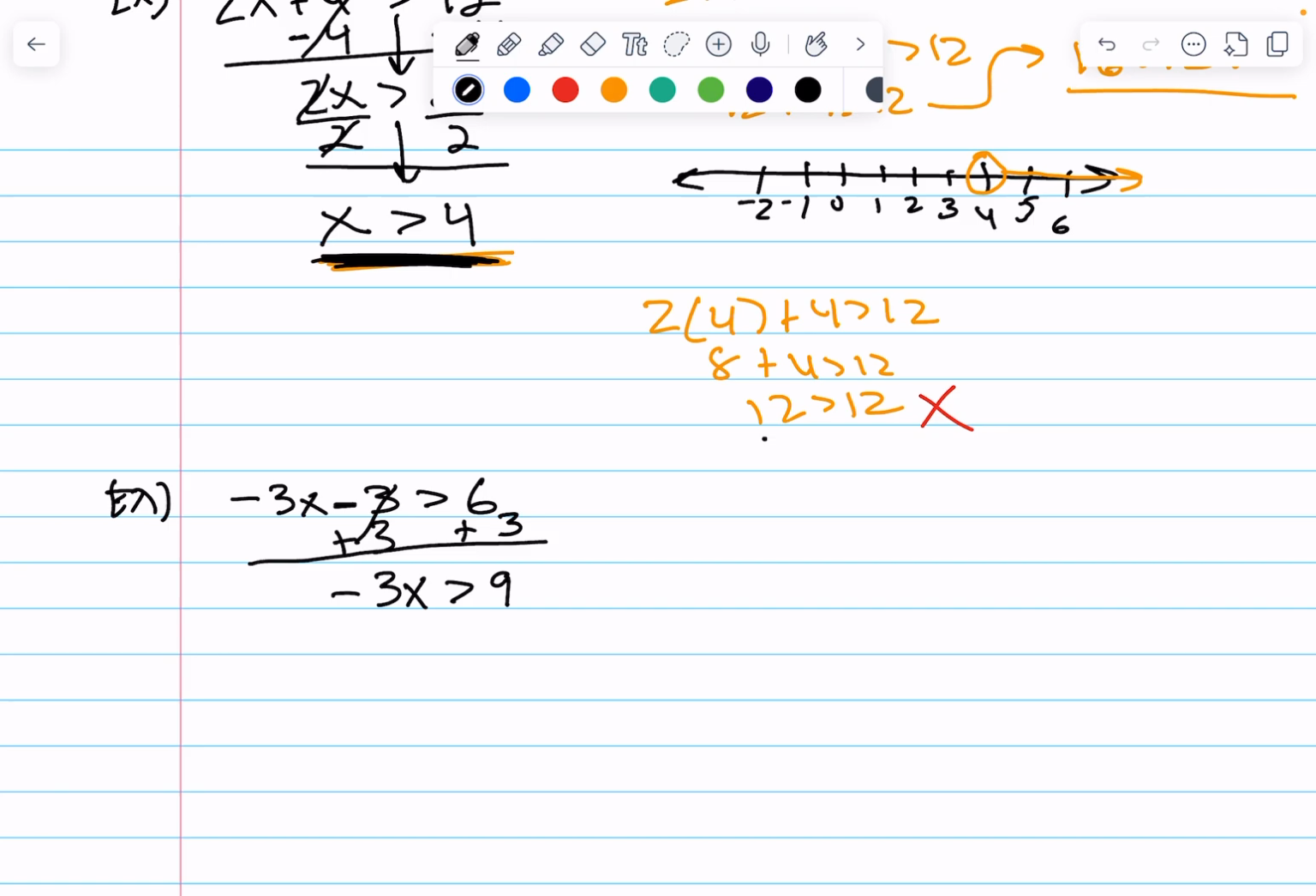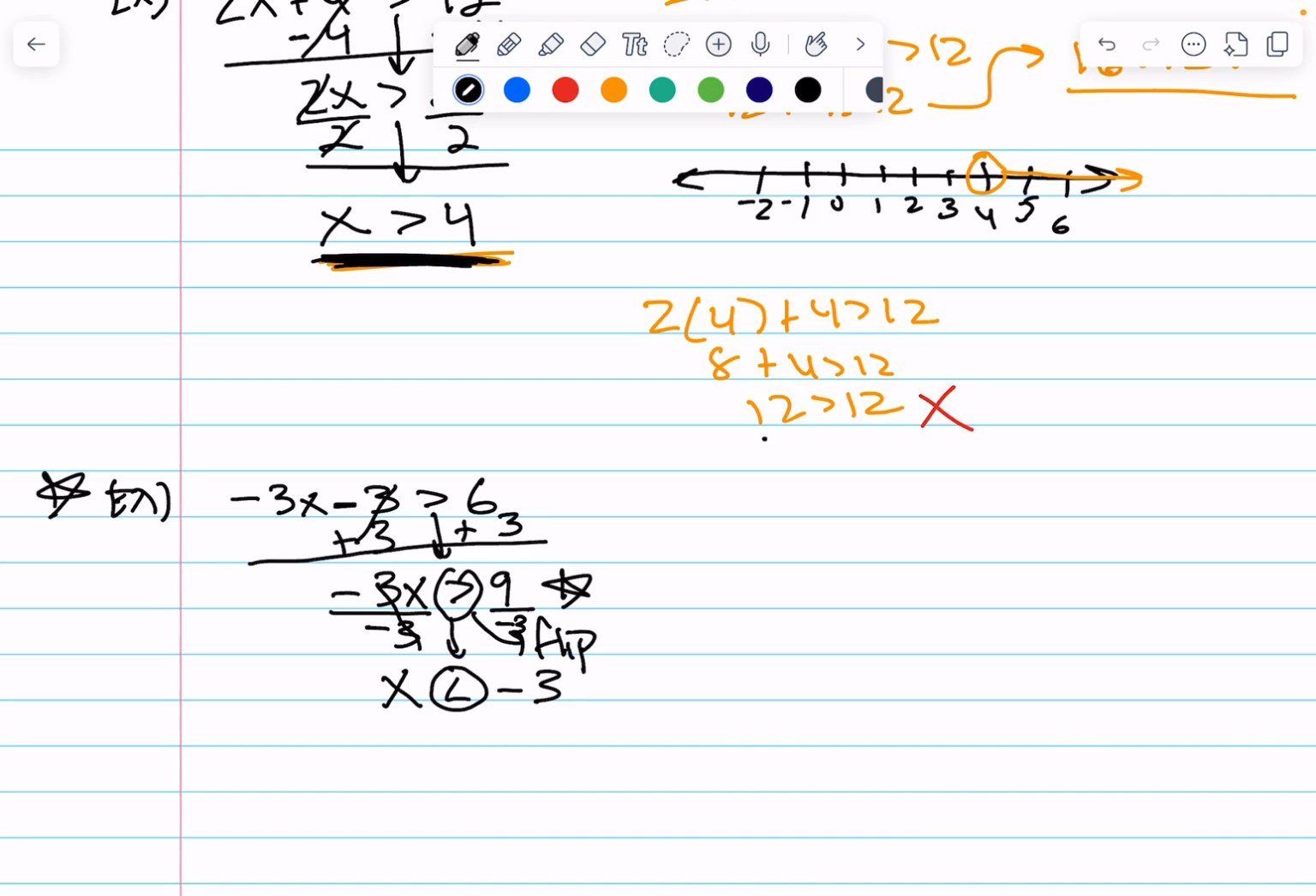You have this expression, and this is where the special rule comes into play. When you have to divide by a negative to simplify the expression, you also have to flip the sign. So I'll show you. We'll divide by negative 3. Negative 3 divided by negative 3 is 1. This makes positive x. And then 9 divided by negative 3 is negative 3. And now, instead of the greater than symbol, we're going to flip it and make it a less than symbol. It's the same process: if this was a less than in the beginning, it's going to flip to a greater than. If it was a less than or equal to, it's going to flip to a greater than or equal to, and vice versa.